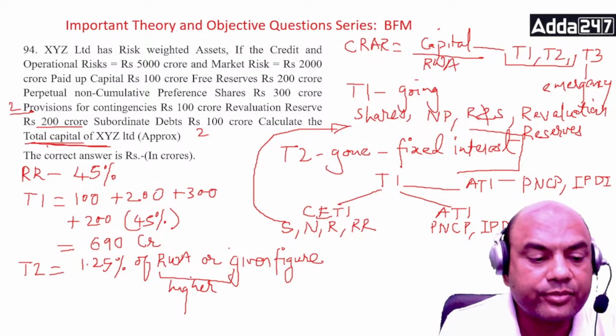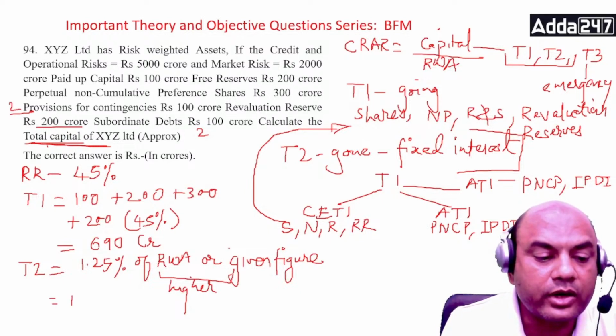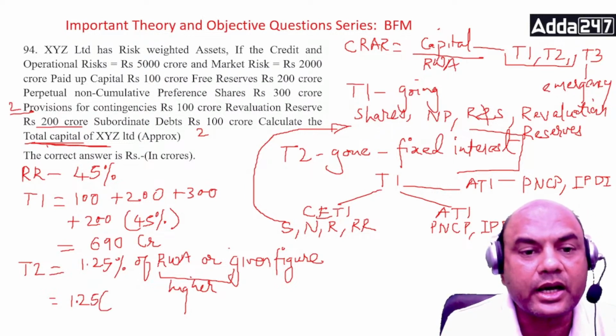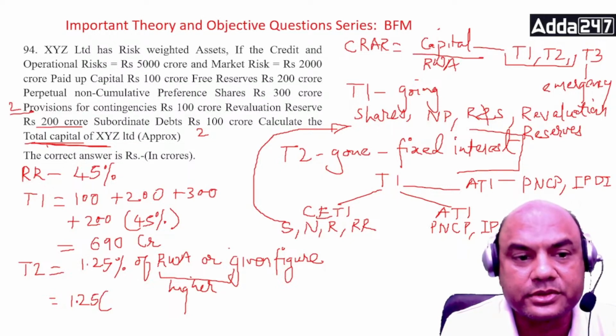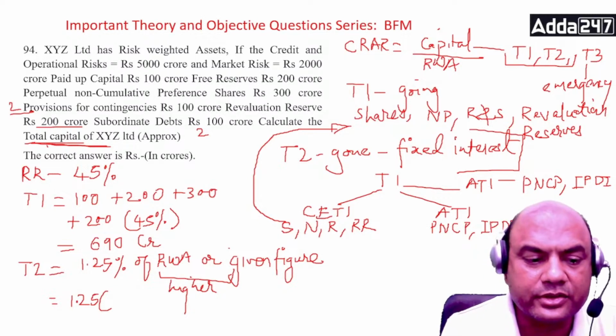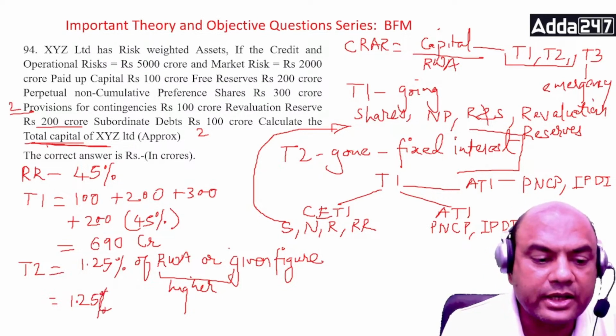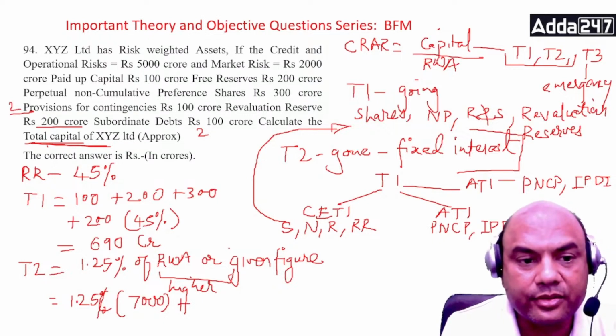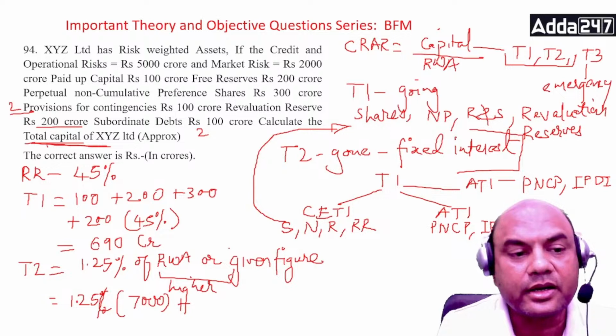So what is the answer? 1.25% of what is RWA now? 1.25% risk weighted asset. It's already given over here. See this, RWA for credit and ops together is 5000 and market risk is 2000. So add it, combine them now. 5 plus 2, 7, so 7000. 1.25% of 7000. Okay, so find it. Plus, now this is 1, but second is what? Provision for contingencies 100 crores.